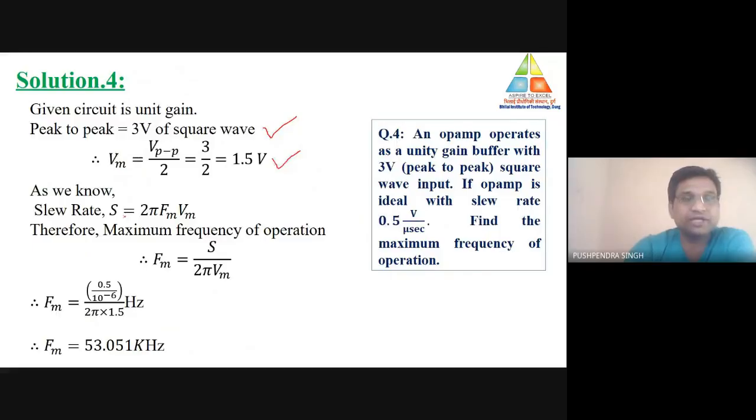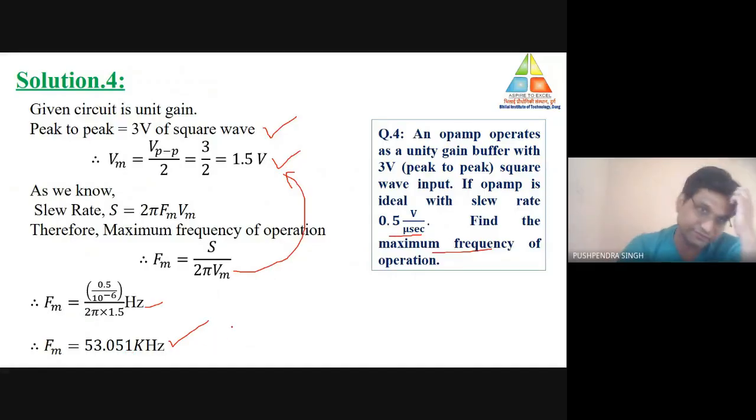Now what is slew rate? Slew rate is 2 pi f into Vm. So from there, we need to calculate maximum frequency. So maximum frequency will be slew rate divided by 2 pi Vm. Already we have calculated the value of Vm as 1.5 volts. Value of S is given in the question as 0.5 volts per microsecond. So substitute all the values. So from there, what is the value of maximum frequency? So maximum frequency is 53.051 kilohertz.